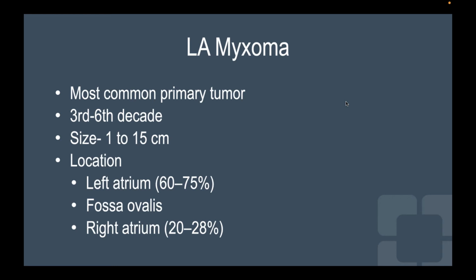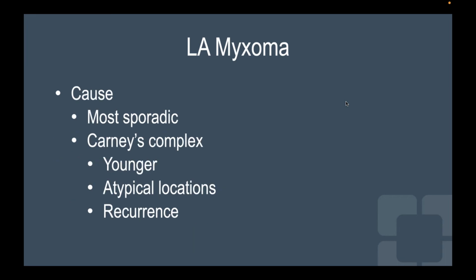Most of them are in the left atrium. They usually have a relation to the fossa ovalis or a pedicle towards the fossa ovalis. The second most likely position is going to be the right atrium, and they're very rare, but you can see them in the ventricles as well. But again, those are going to be very few and far in between. They're usually sporadic, although there is a complex called Carney's complex, which is a triad of younger patients with myxomas that can be in atypical locations and with a predisposition for recurrence.